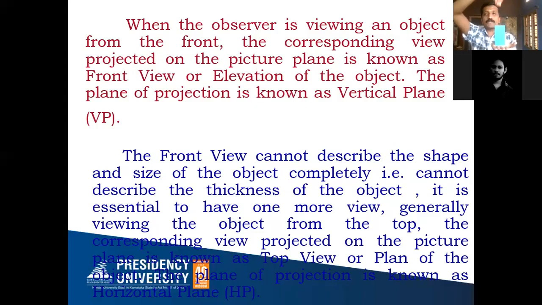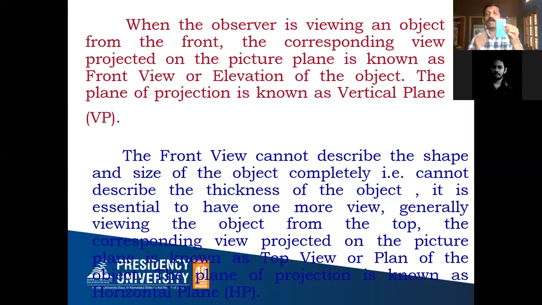If you see it from the top side of it, the observer is still standing here only, seeing the same object from the top side, it looks like a square. Here also you have to identify the four contour points and draw the projector lines from these identified points. All these projectors are parallel to each other and meet a plane that is the horizontal plane. The corresponding view you draw on this horizontal plane is called the top view.